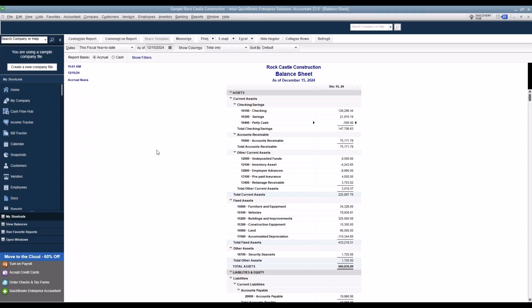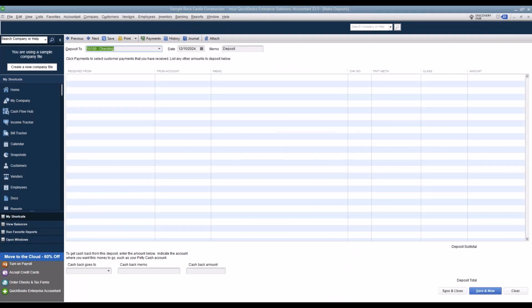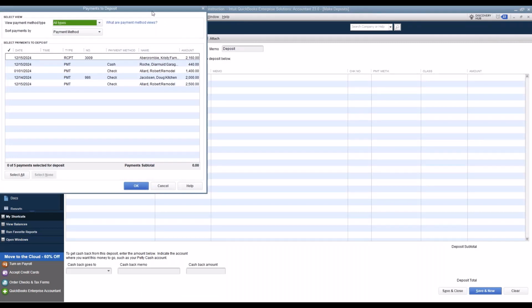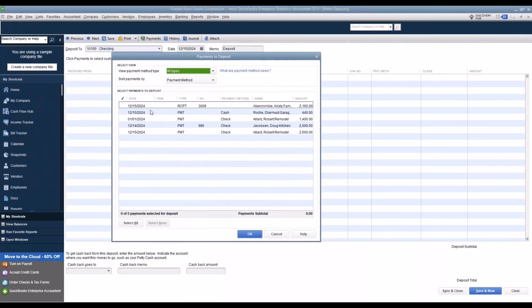Undeposited funds. This is huge, guys, and something I see way too often. The easiest way to check if you have undeposited funds is to go to Make Deposits. Okay. In this example, we have 5. 4 of them being on time, right? That looked like they probably could very well be accurate, but we've got 1 sitting in there from the beginning of this year, which probably is not.